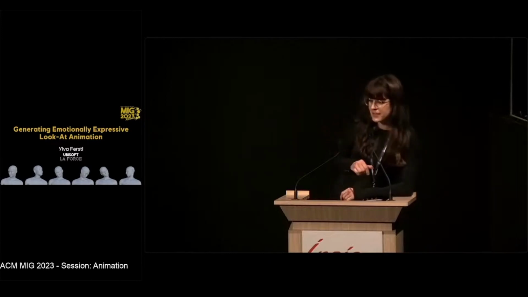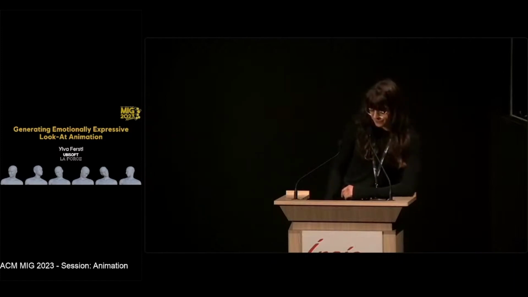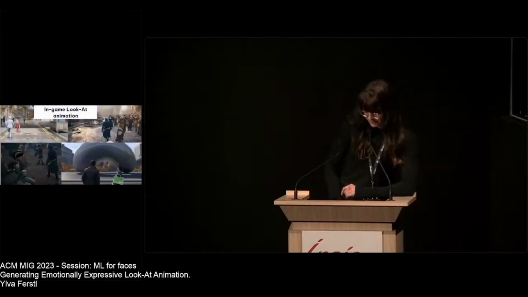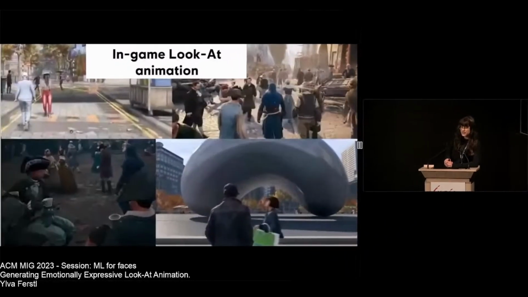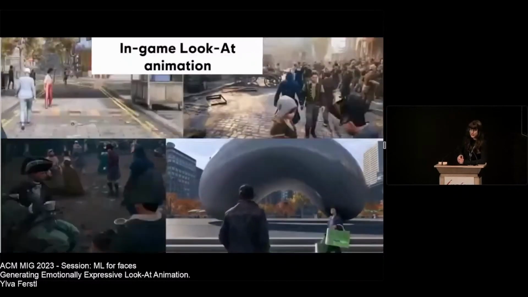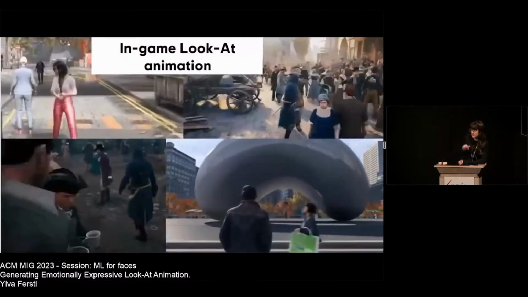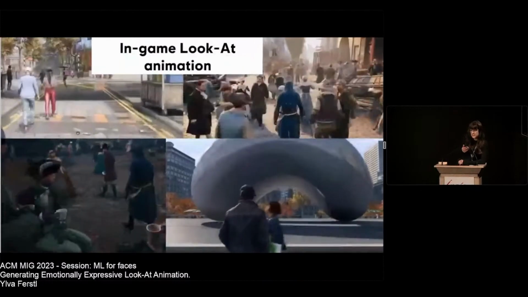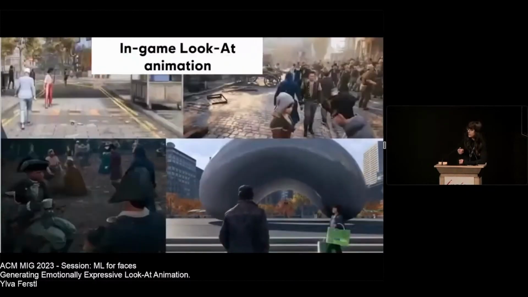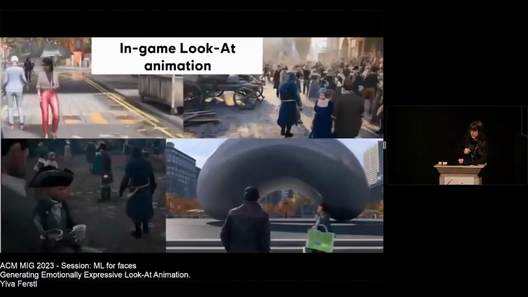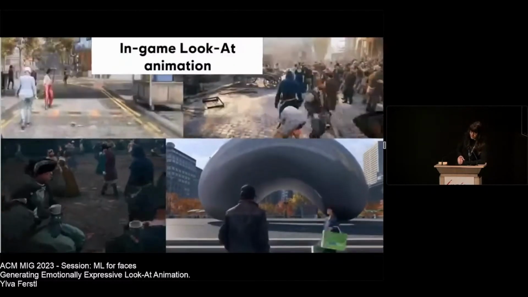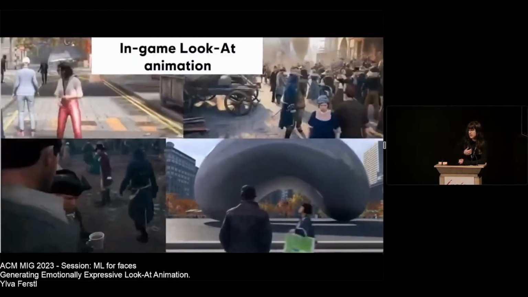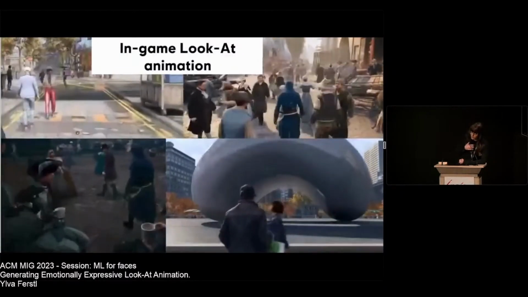I'm Ylva. I'm a research scientist at Ubisoft La Forge. So this research was done there. In video games, humanoid characters are generally animated using motion capture technology, and then these animations are adapted in-game to enable interactivity and response to the environment. One of these adaptations are so-called look-at animations, where maybe you can spot a few in these videos. And these look-at animations direct the character's torso towards a target.